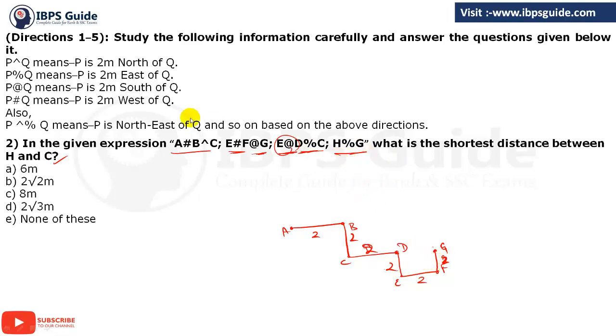Now H percentage G. Percentage actually means east, so H is in the east of G, and it will be 2 meters. Now, what is the shortest distance between H and C? So we have to find the distance between H and C. They are in a straight line, so the distance will be 2, and this one also 2, and this is also 2. So 2 plus 2 plus 2, that is 6 meters. That is option A. Clear? So this will be the answer for question number 2.